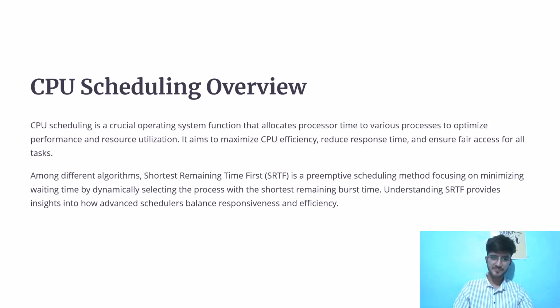So let's start. What is CPU scheduling? First we should learn this. CPU scheduling is a crucial operating system function that allocates processor time to various processes to optimize performance and resource utilization. It aims to maximize CPU efficiency, reduce response time, and ensure fair access for all tasks.